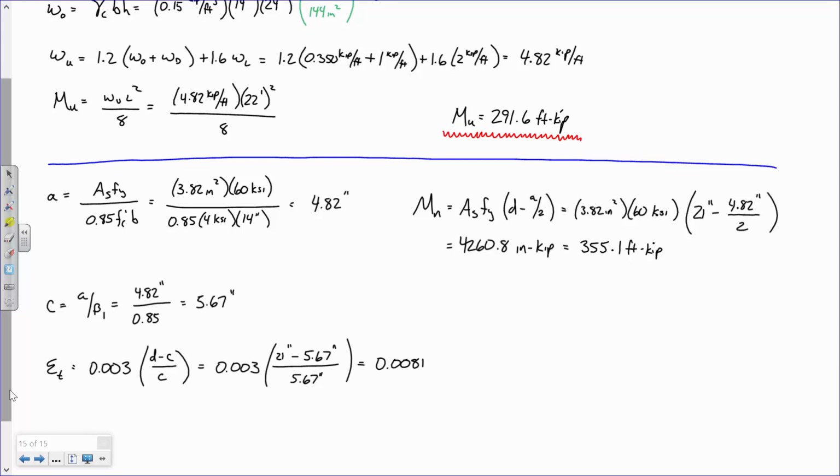It's bigger than .005, so phi is 0.9. So epsilon sub t is greater than or equal to 0.004. So that's okay. That's good. And epsilon sub t is greater than or equal to 0.005. And that tells us that phi is 0.9. So when we look at our assumptions, our first assumption on the beam weight, we underestimated the beam weight, but we were right on the phi value.